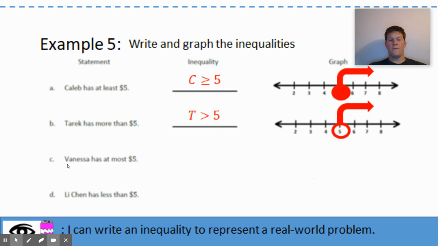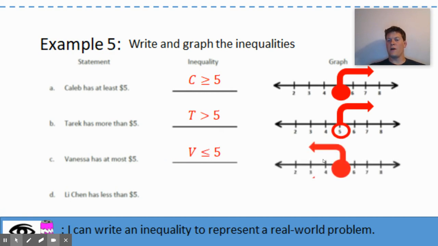My third one, I have Vanessa has at most $5. So let's use V for Vanessa. At most, maybe go back to your vocab, to your definitions, but at most means less than or equal to $5. So at 5, let's put our closed circle. And which direction do we want it to point to? Well, since we're pointing towards the left with our symbol, our graph goes towards the left.